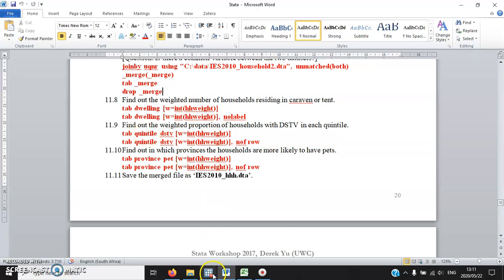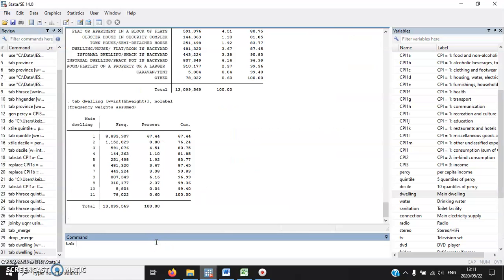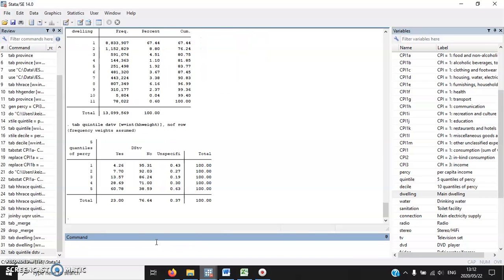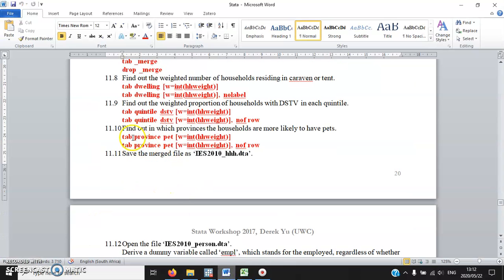Maybe I want to know the DSTV ownership by quintile. DSTV. Maybe I go straight to the no frequency, percentage row results. So you can see for the richest quintile, 60% of them have DSTV membership, but only 4% for the poorest quintile. And nationally, only about 1/4 of the population had DSTV. Okay.